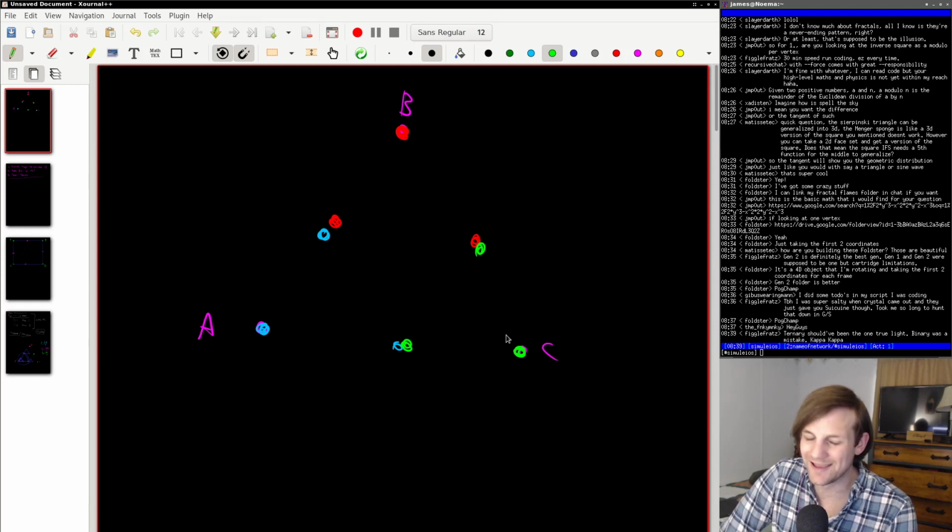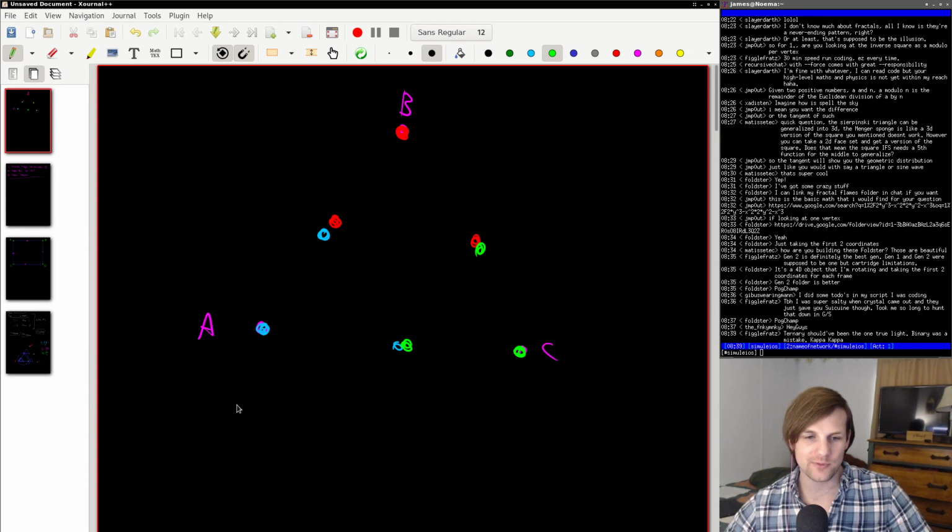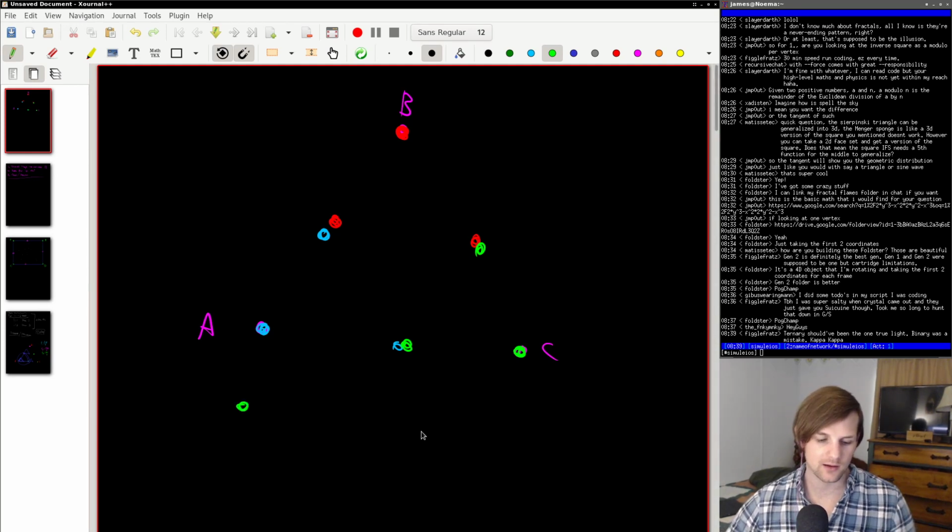Binary was a mistake. Right. So now the issue is, what we have is 3 initial points. So we have one starting at A. We'll change color here. We have one starting at A, one starting at B, and one starting at C, right?